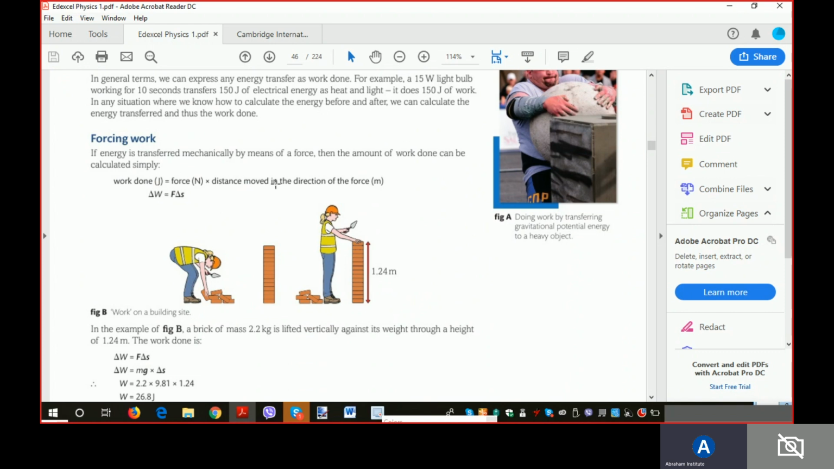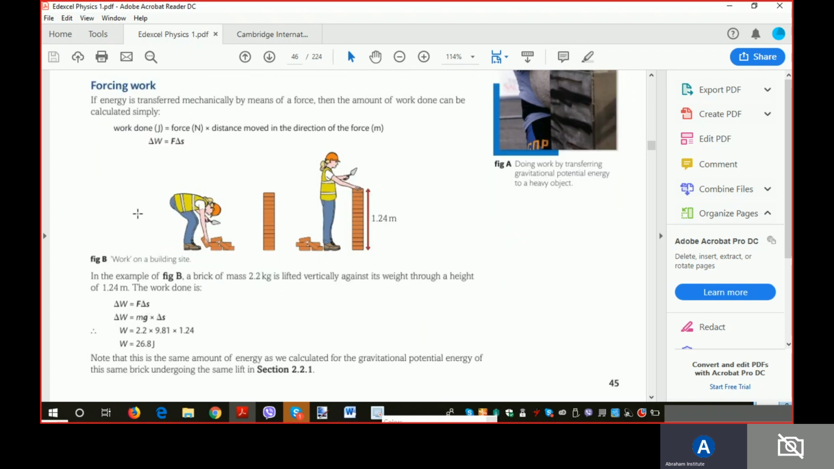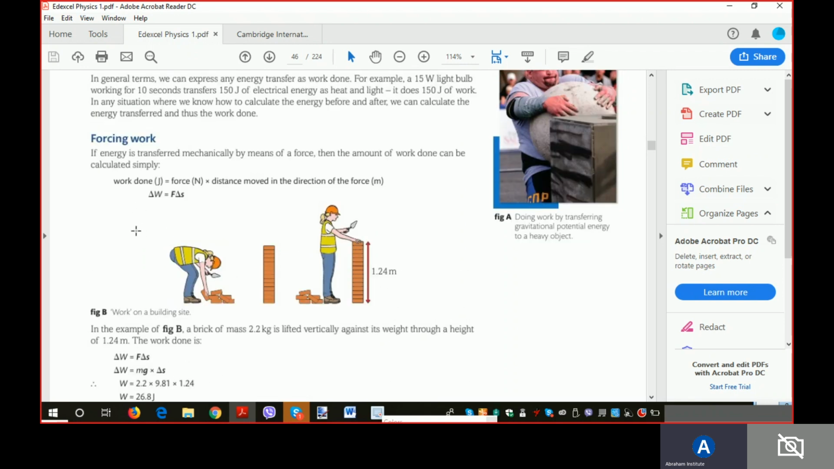Force is a vector. We can consider distance moved in a certain direction. Now, if you consider this as a vector, vector times vector is not always a vector. Here it's a scalar. Vector times vector is giving a scalar. So no need to worry about that part. You remember work done is a scalar quantity. Power is a scalar. Energy is a scalar. All those are scalars.